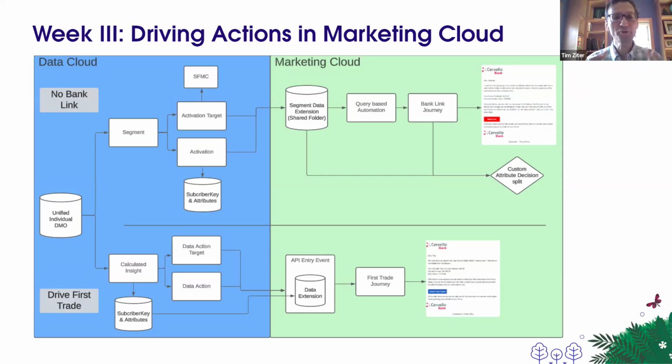On the other side, for the first trade segment, we're going to create a calculated insight from start to finish. What that's going to do is filter all of that data from that unified individual. It's going to identify the subscriber key and all those data points that are going to be needed to send that email. That's going to be populated in a data extension in an API entry event that's going to go directly to a journey in Marketing Cloud. We're also going to create a data action target and a data action object that's going to feed into the entry event of that journey, and we're going to send that through with personalized information in the email.